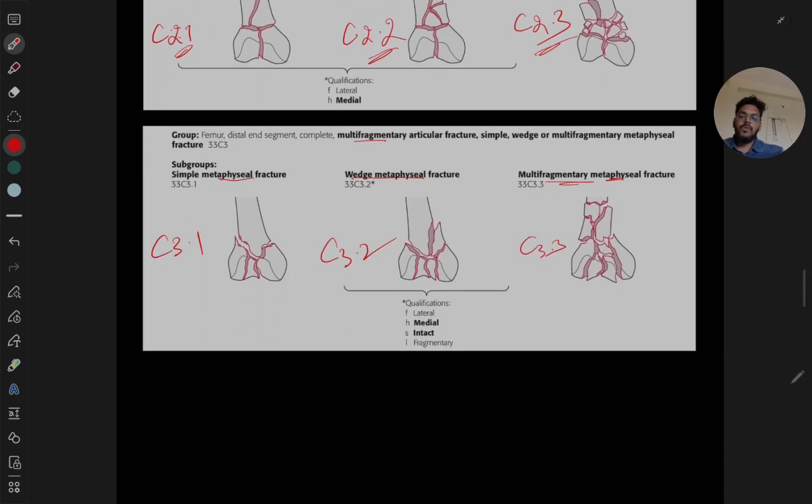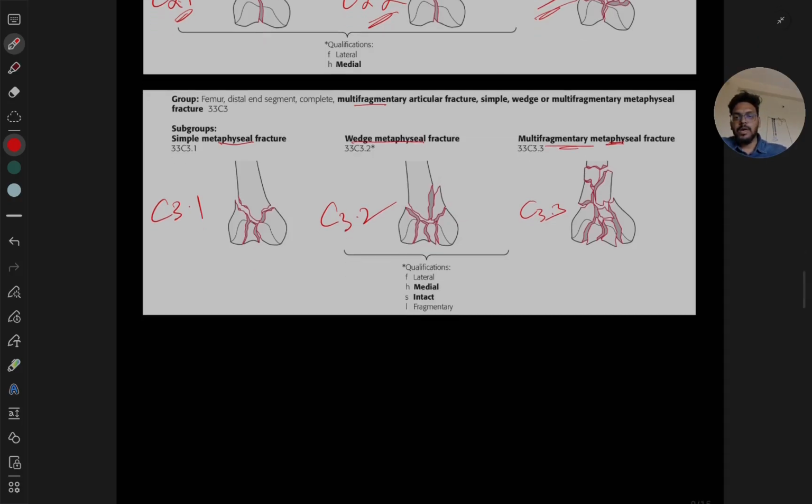So this is the AO classification. You need not remember all the 2.1, 3.1, but if you remember what is A1, A2, A3, B1, B2, B3, C1, C2, C3, it's more than enough. Okay, and you have to remember the Hoffa fracture.